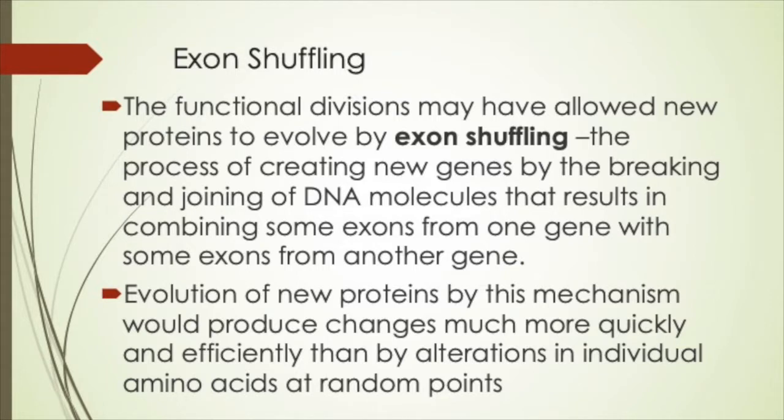And then there's something called exon shuffling. This is something that can allow for new genes to occur. This is something that allows for new genetic combinations to occur in nature. So combining new genes, combining novel genes to occur through processes of natural selection, mechanisms that would produce changes much more quickly and efficiently than alterations in individual amino acids at some random points.